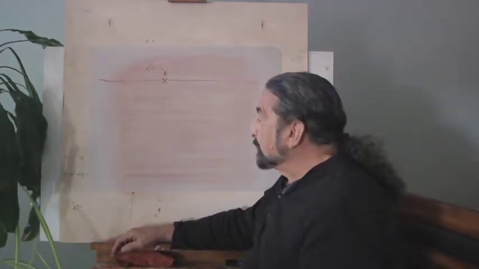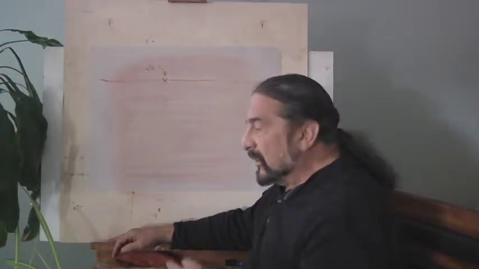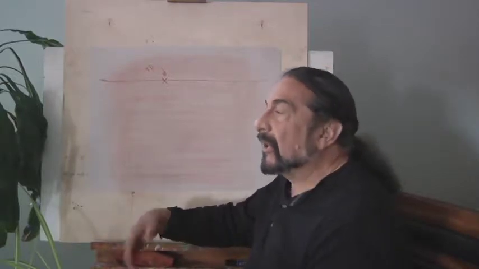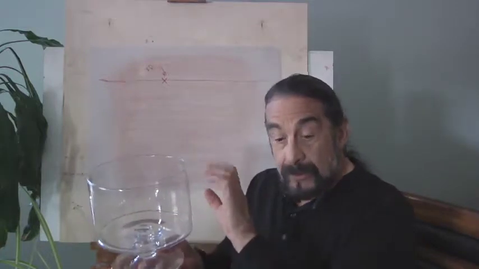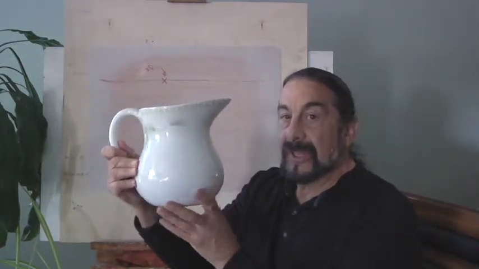We're going to draw, again, a still life, and we're going to use items for this still life that we're going to later transfer onto canvas and paint. I have chosen two items that we're going to use in our painting, and we're going to draw them first, of course. And I have this glass container, very pretty, up on a little pedestal and so on. And we're going to draw that first. And then I also have a pitcher, as you can see.